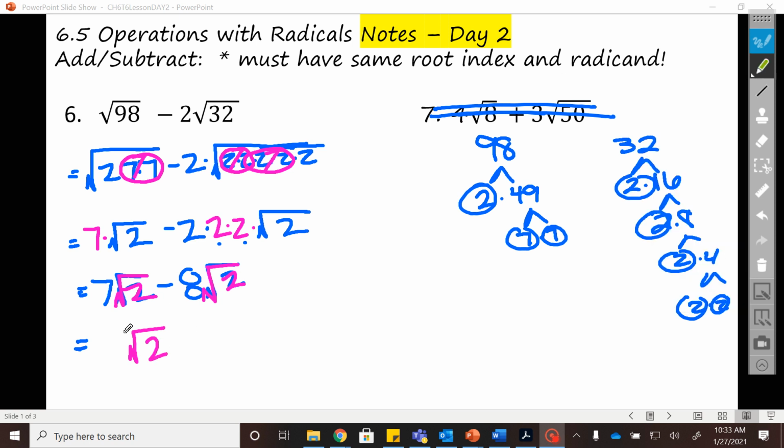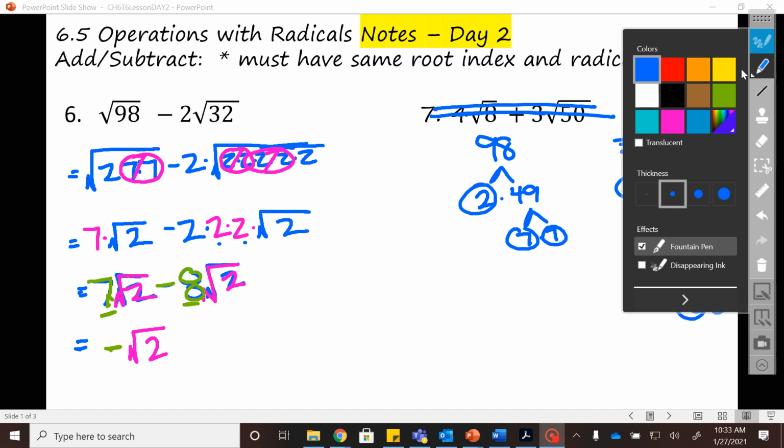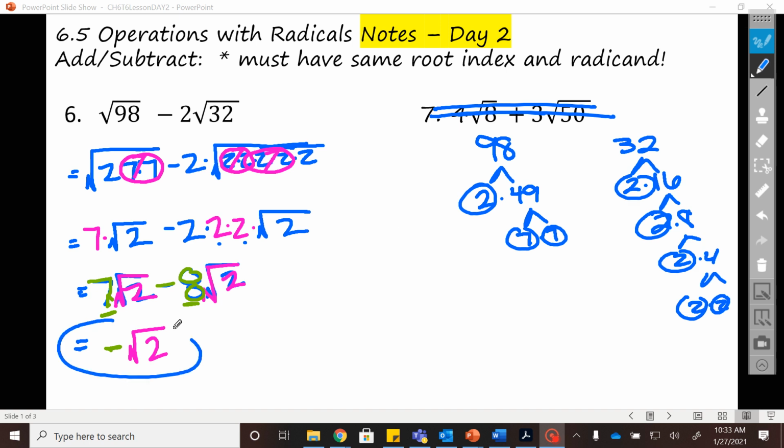To find the coefficient, we just have to subtract the coefficients here, 7 minus 8. Because we have 7 square roots of 2, we're taking away 8 square roots of 2, so we'll be left with negative 1 square roots of 2, or just negative square root of 2. So our answer for number 6 would be negative square root of 2. That would be this subtracted.